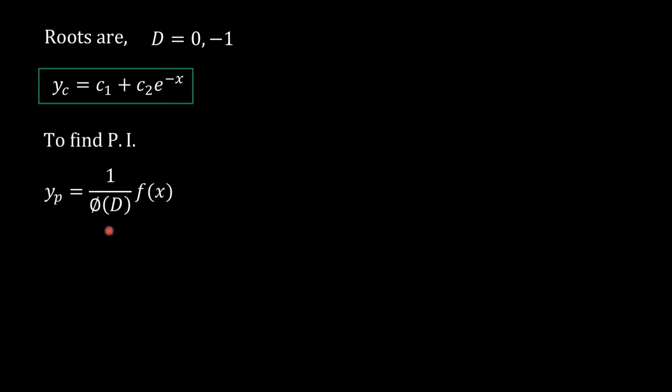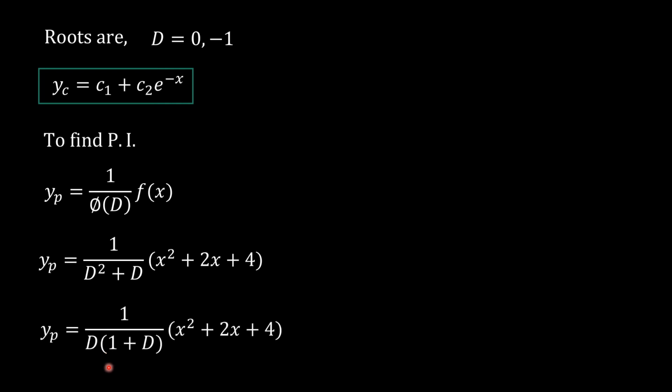The general formula is 1 upon phi of D of f of x. Here phi of D is D squared plus D, and f of x is x squared plus 2x plus 4. Now see here, this phi of D does not contain the constant term. So according to the formula we have discussed just now, we have to take the minimum power of D common. Here the minimum power of D is 1. So we have to take D common, so that yp becomes 1 upon D into 1 plus D.